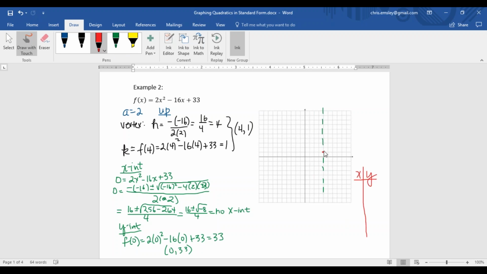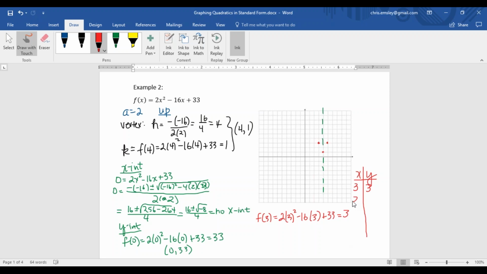So if our vertex is at 4, maybe we want to plug in x equals 3 and see what's happening. So we would get 2 times 3 squared minus 16 times 3 plus 33. And I just plugged that all in on the calculator, and that turns out to be 3. So the point (3, 3) is going to be on our parabola. And again, we'll use that symmetry property to give us another point. We have to have the mirrored point on the other side of the axis.